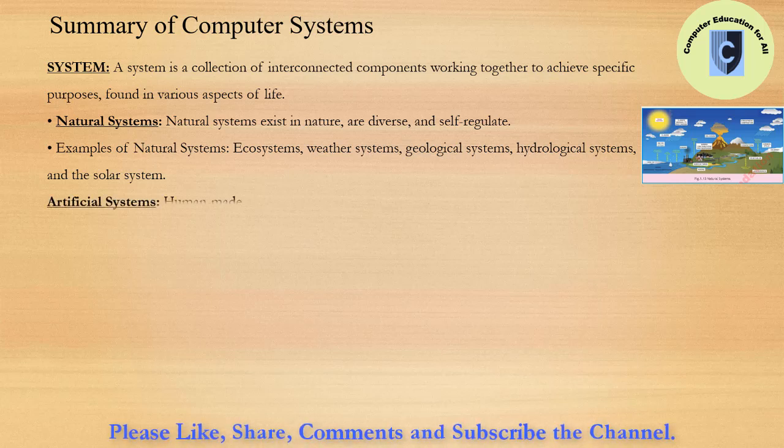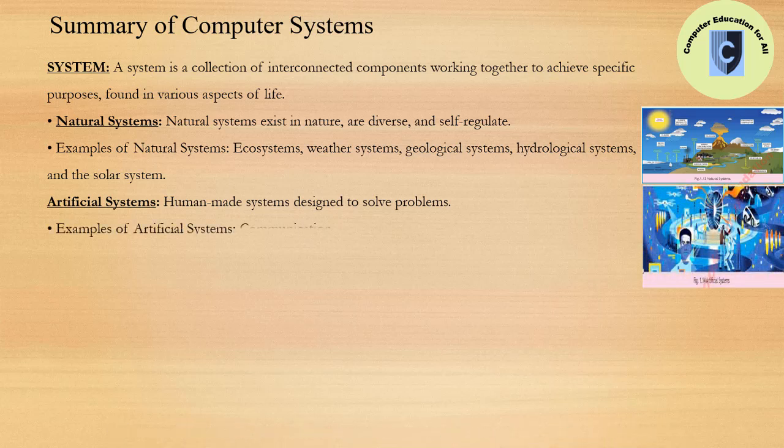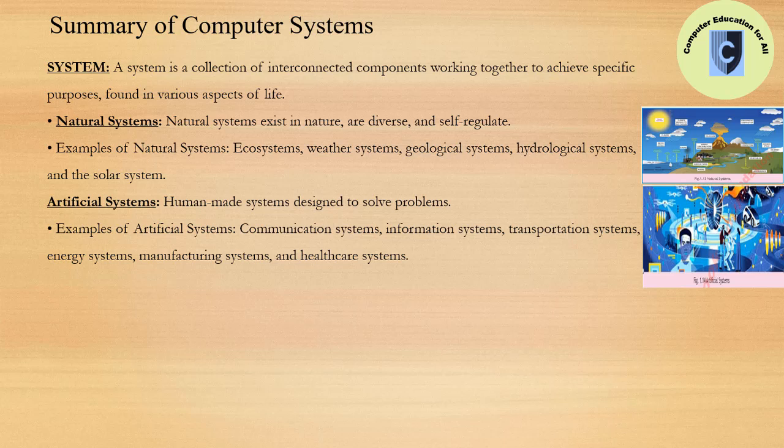Artificial systems. Human-made systems designed to solve problems. Examples of artificial systems: communication systems, information systems, transportation systems, energy systems, manufacturing systems, and healthcare systems.